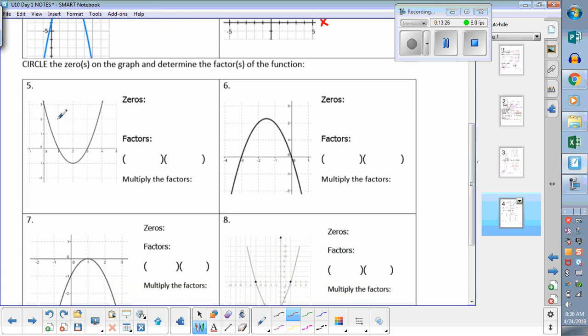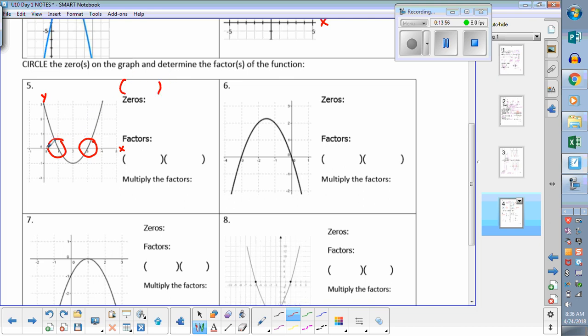So now this one wants you to circle the zeros on the graph and determine the factors of the function. So that means we're going to circle where this graph crosses the x-axis. This is x and this is y. So we're going to circle here and we're going to circle here. Remember, this is the 0, so we technically don't have to write the ordered pair.